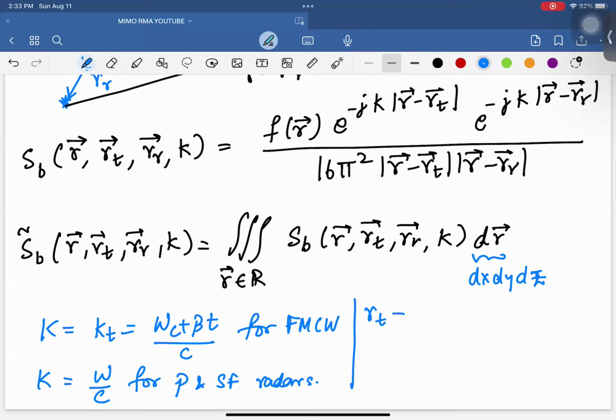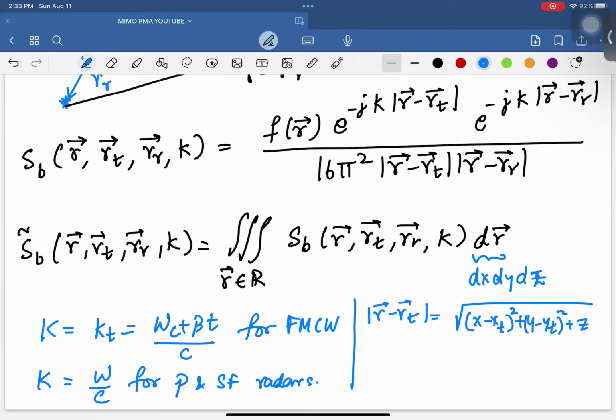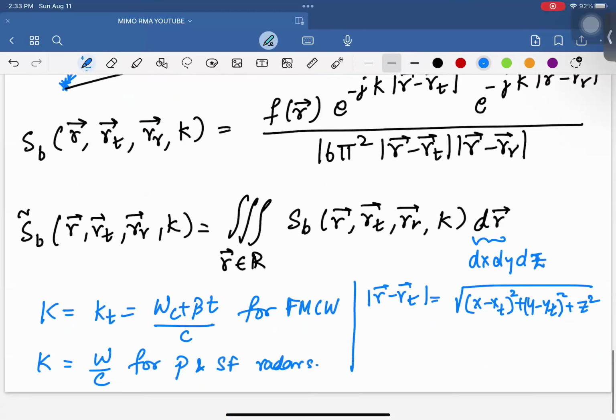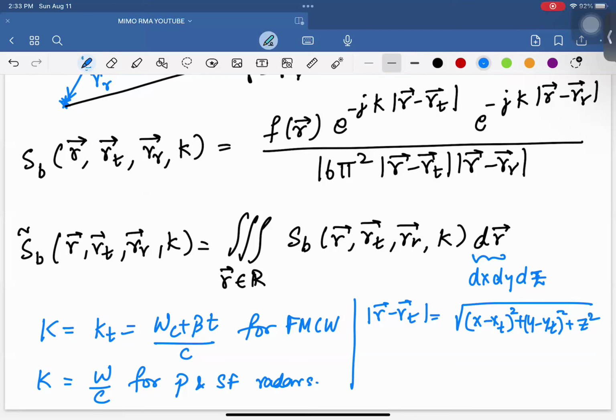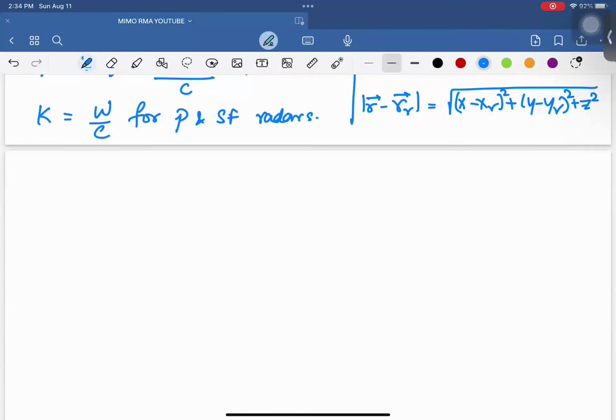And modulus R minus RT is equal to square root of x minus xt square plus y minus yt square plus z square. I'm assuming zt is 0. So let's assume the transmitters and receivers are all on a single 2D plane, where the origin of the coordinate system is also on that plane. So that's why the z value is 0. It doesn't have to be, you can make zt non-zero as well. Similarly, modulus r minus rr is given by square root of x minus xr square plus y minus yr square plus z square. So that's essentially the signal model.